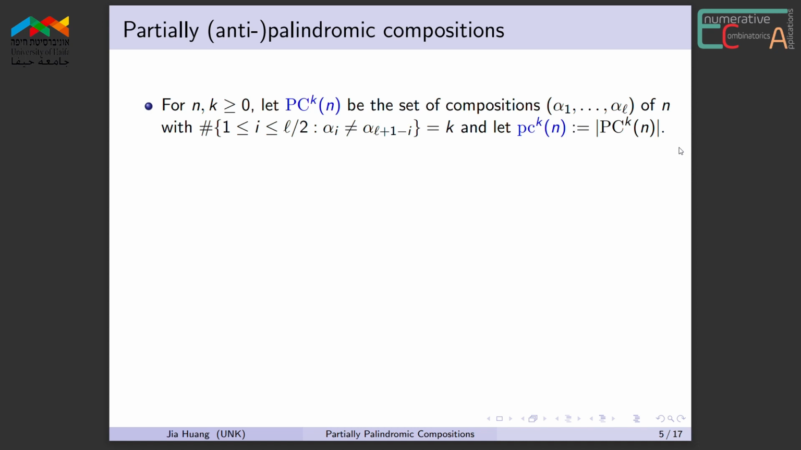And let's be precise now. Define uppercase PC super n to be the set of compositions of n that violate the palindromic condition exactly k times.